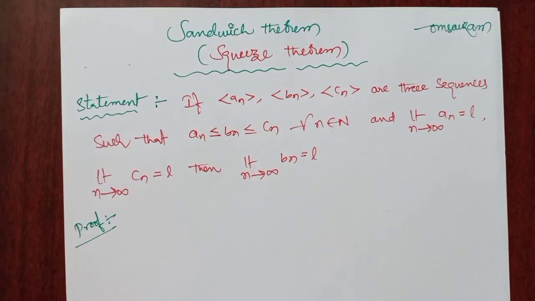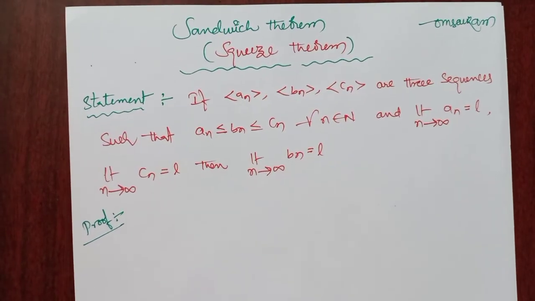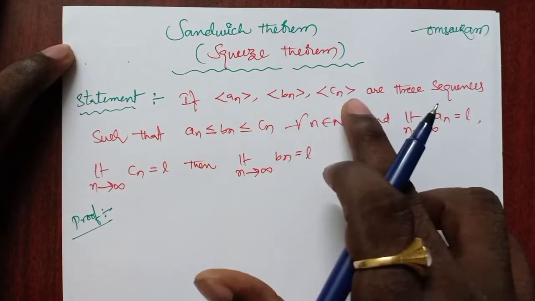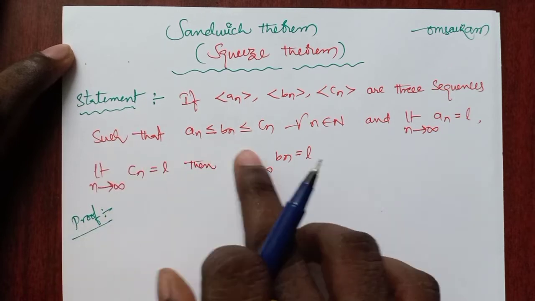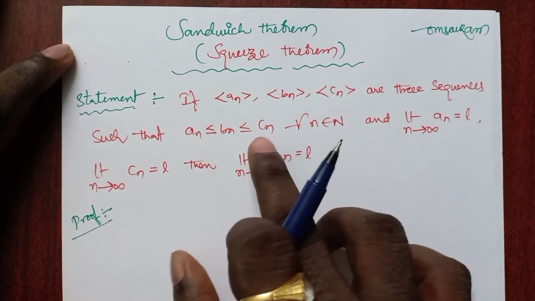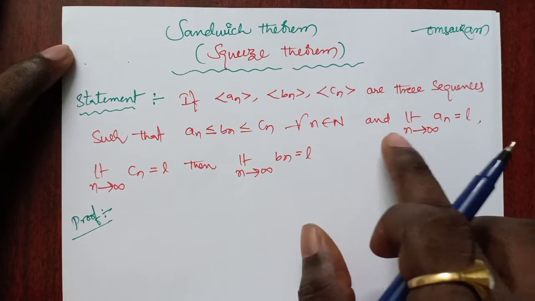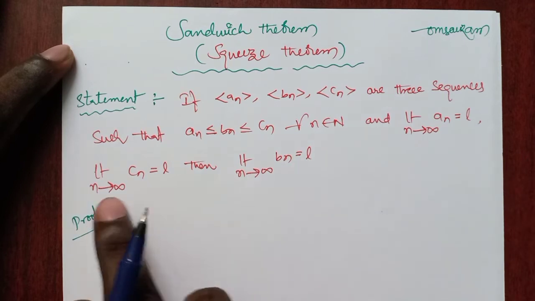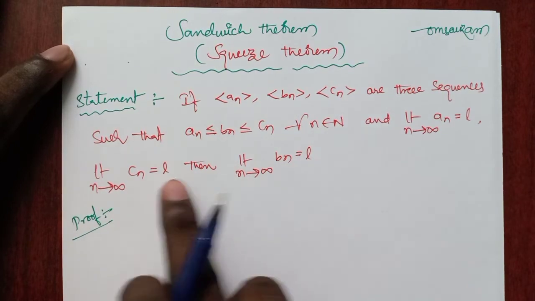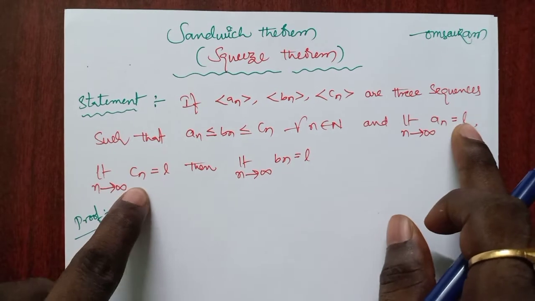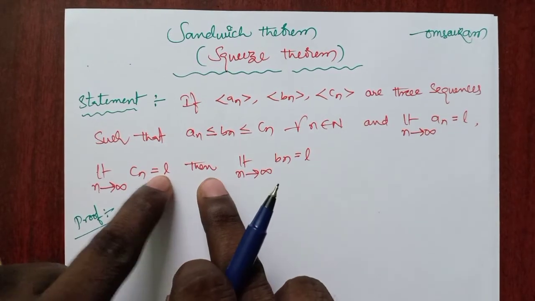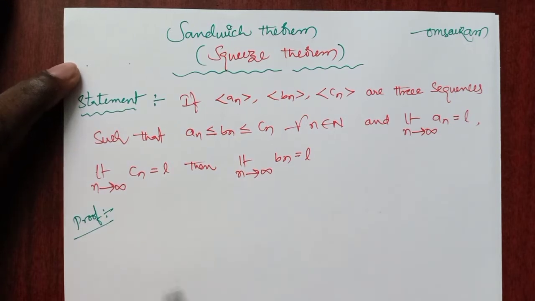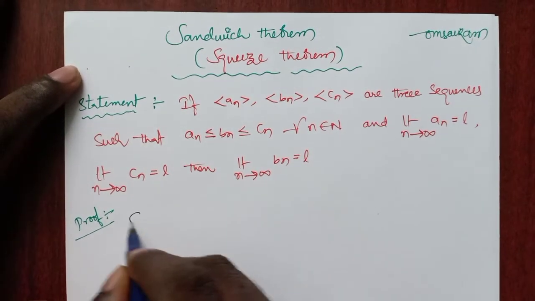Hi students, today we will discuss the sandwich theorem, also known as the squeeze theorem. Coming to the statement: if an, bn, cn are three sequences such that an is less than or equal to bn, which is less than or equal to cn for all n belonging to natural numbers, and limit as n tends to infinity of an equals l and limit as n tends to infinity of cn equals l, so both sequences approach l, then we need to show that limit as n tends to infinity of bn equals l.